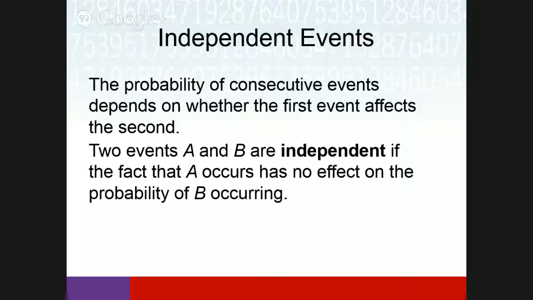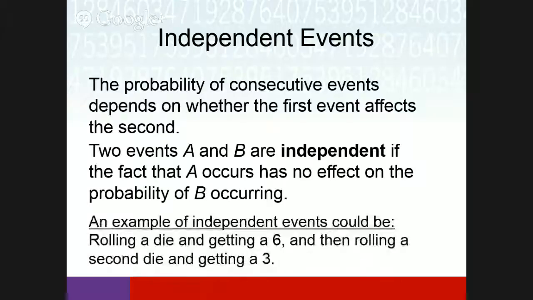If I flip a coin and roll a dice, independent events. It doesn't matter. Event A's outcome does not change the probability of event B occurring. Rolling a dice and getting a 6 and rolling a second die and getting a 3, those are independent events. Rolling a dice and getting an even number, those are dependent events. If I know I got an even number, that changes the probability of getting any number on the dice, right? And that's what eventually we're going to lead to.